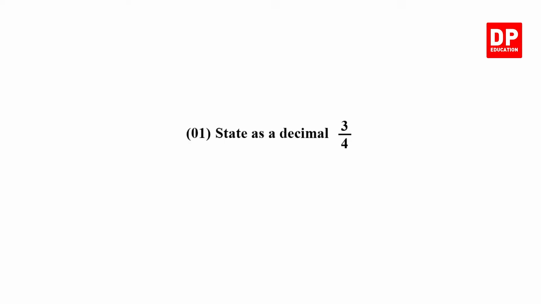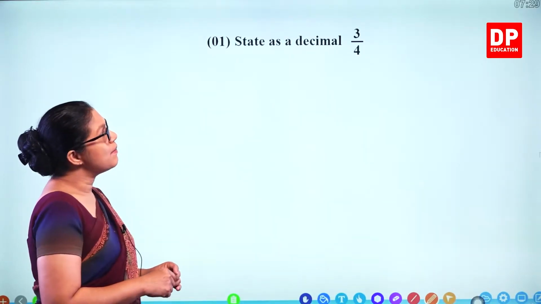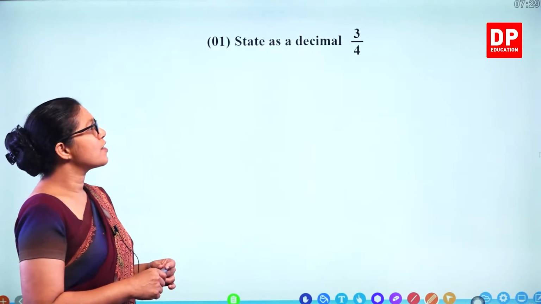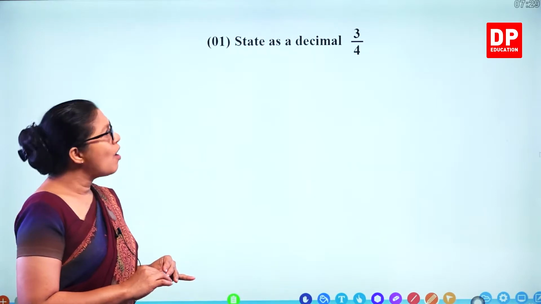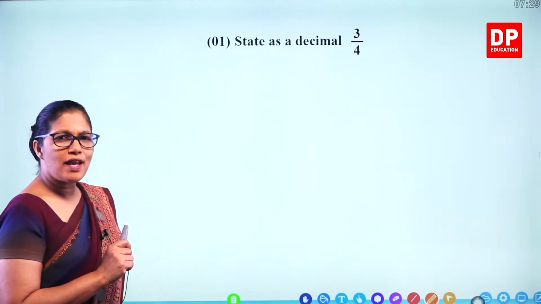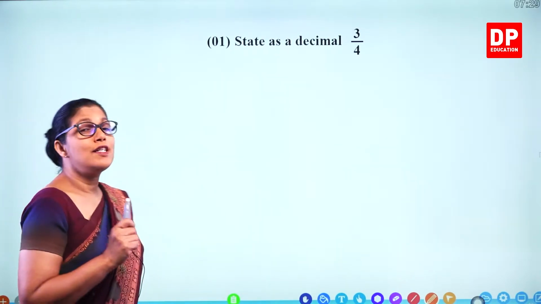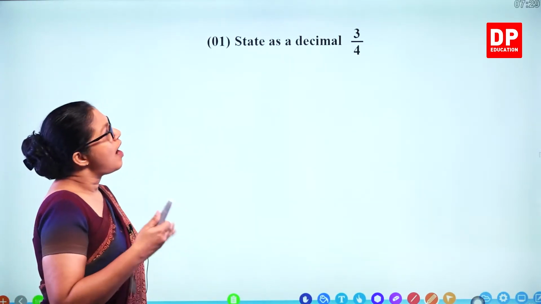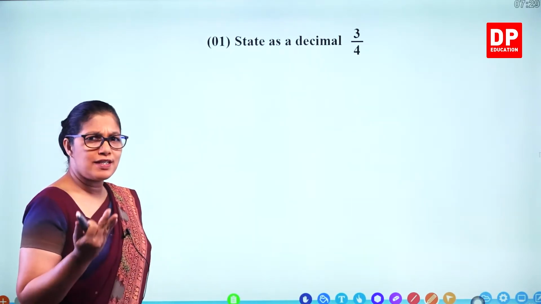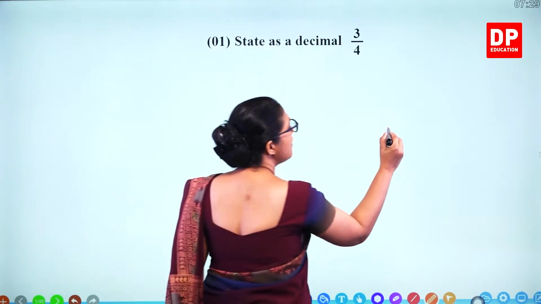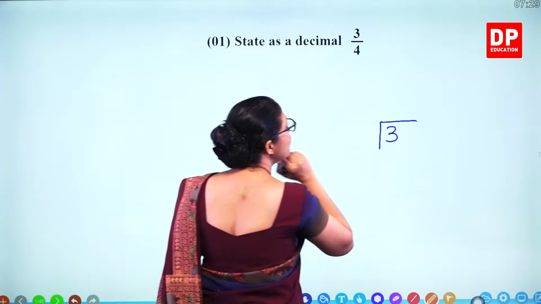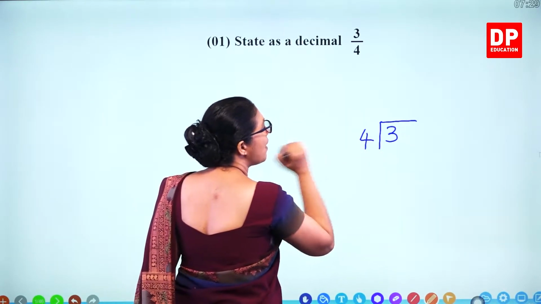Let's take question number 1. State as a decimal 3/4. That's a fraction. So either you can use long division, or what's the other method you can use? You can convert the denominator to either 10, 100, 1000 like that. So we'll do both ways. If you are using long division, you have to divide 3 divided by 4.